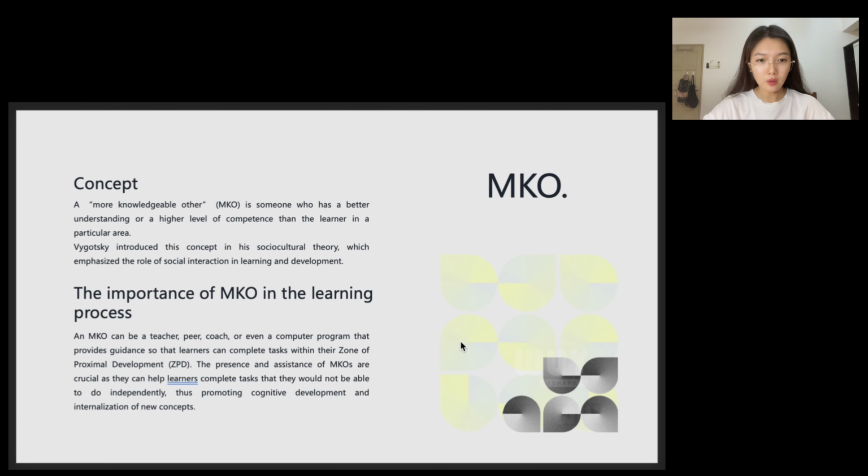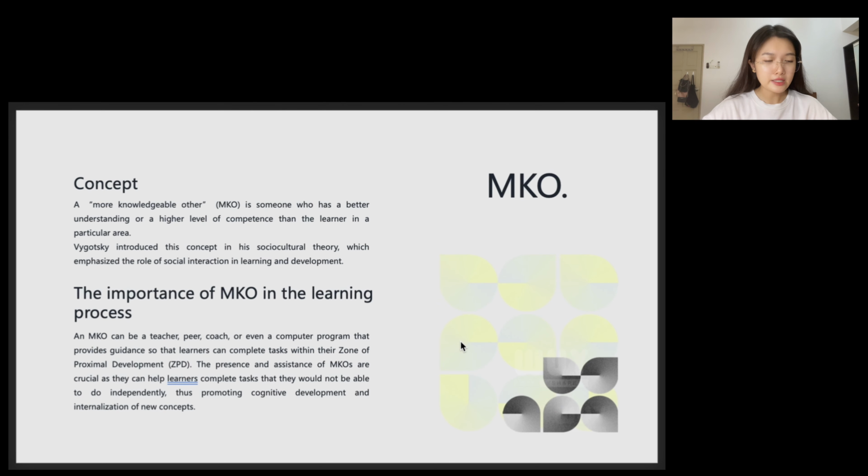The MKO refers to a person who has more knowledge or skills than a learner in a specific task or subject area. This could be a teacher, an older classmate, a parent, or anyone who can mentor you. Therefore, MKOs play a vital role in the learning process, providing information, guidance, support, and feedback to help learners reach cognitive levels that they would not be able to achieve on their own. This process is related to ZPD. The theory is closely related because of the existence of MKO. The learners can learn and grow effectively within ZPD.